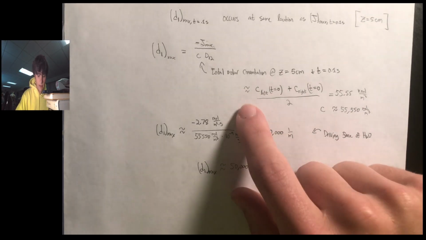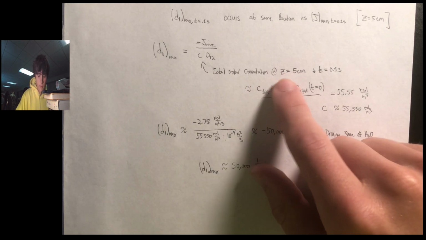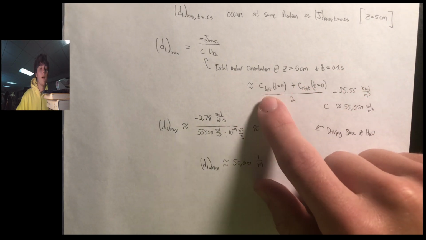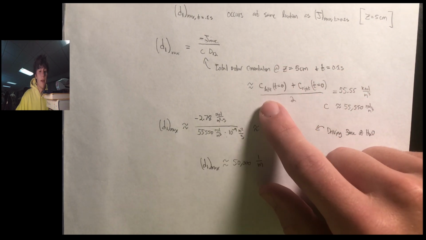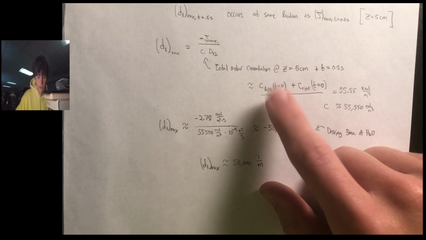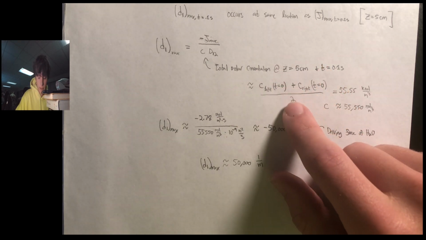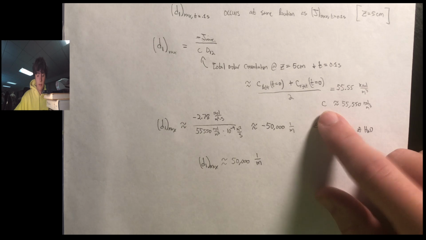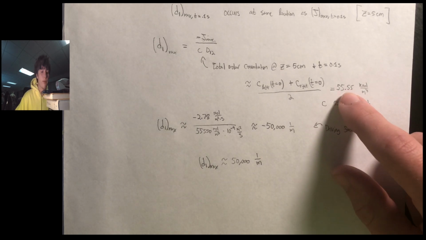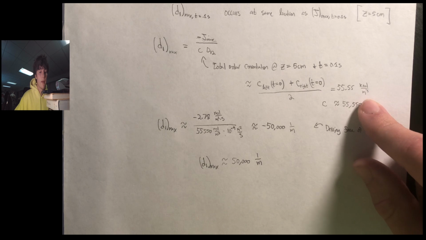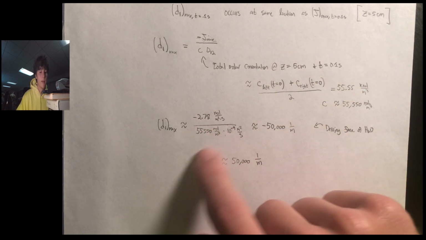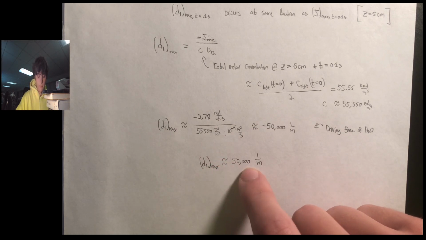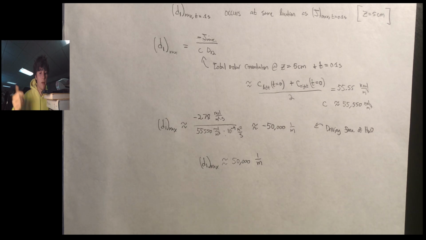And so I say that the total molar concentration at 5 centimeters and 0.1 seconds is approximately equal to the total molar concentration on the left-hand side initially plus the molar concentration on the right-hand side initially divided by 2. So just the average over the two, and you'll get the total molar concentration to be 55.55 kilomoles per cubic meter. And we plug this in, and then we get an estimate for the maximum driving force, which is 50,000 1/meter.